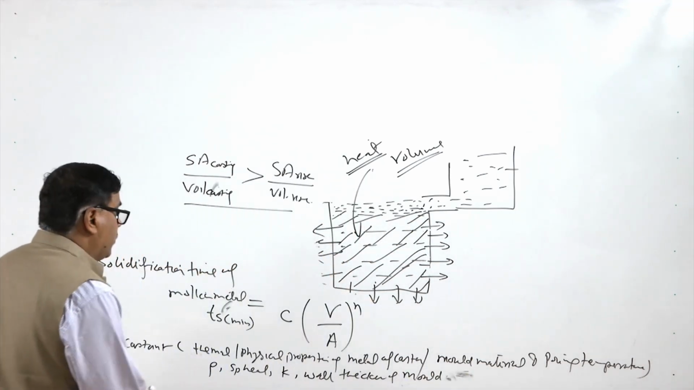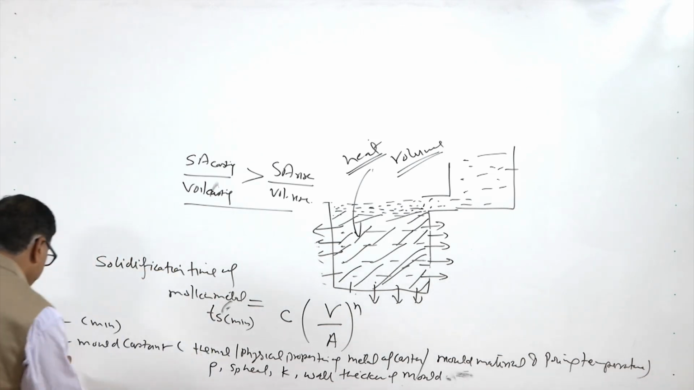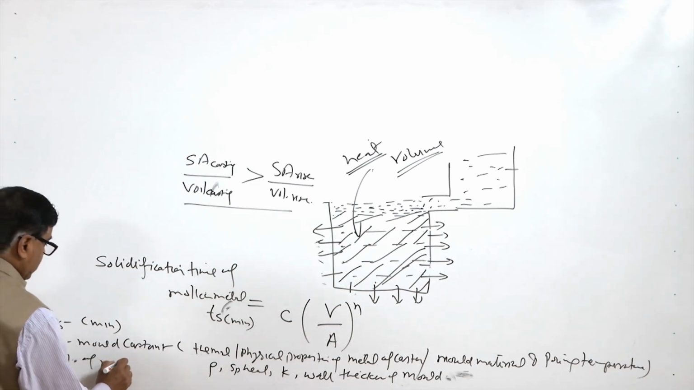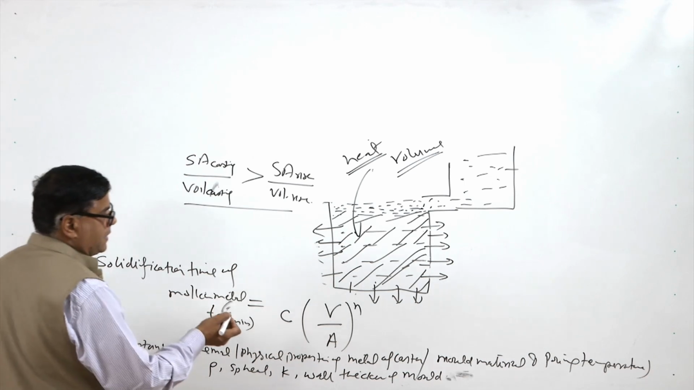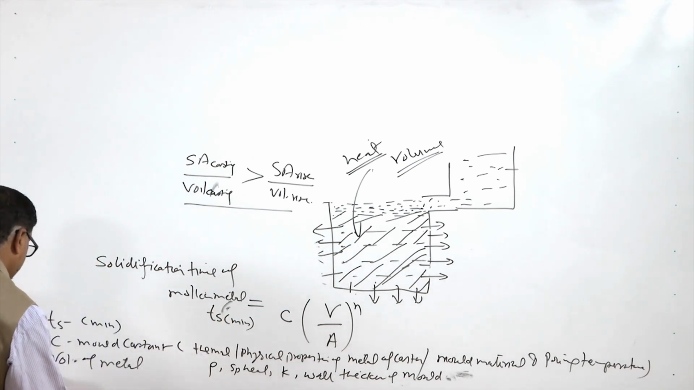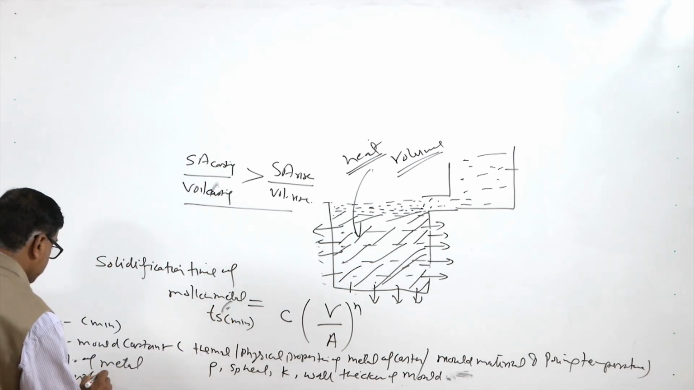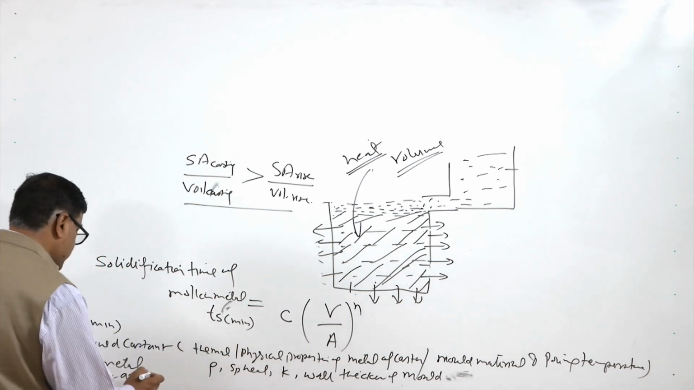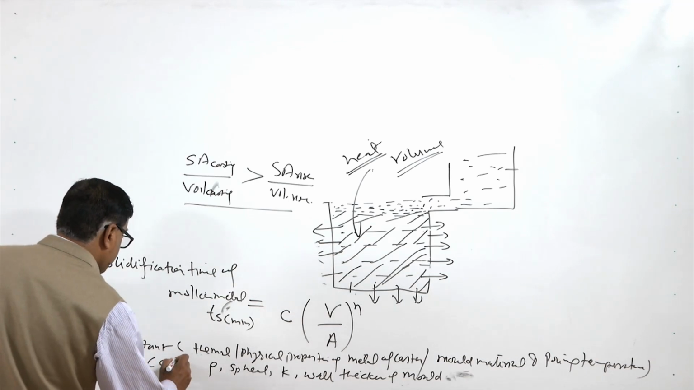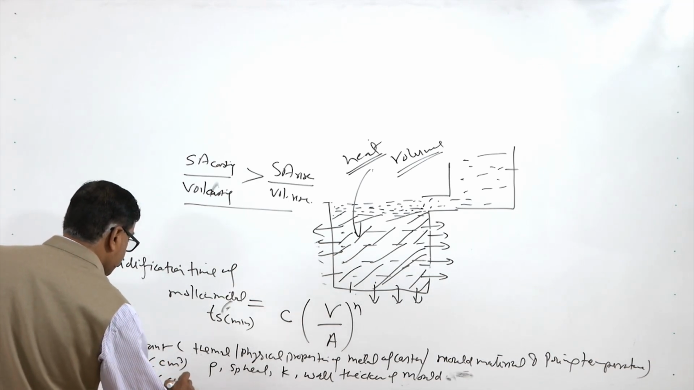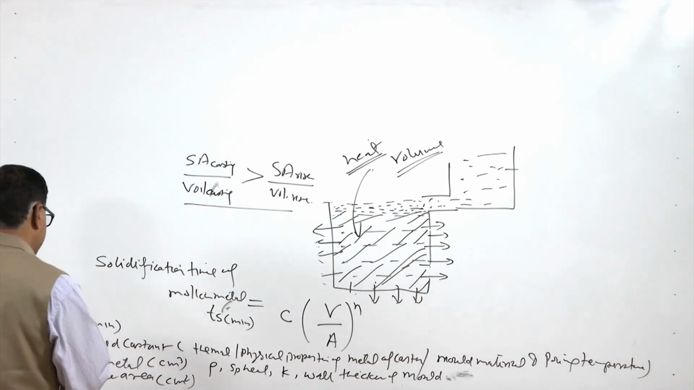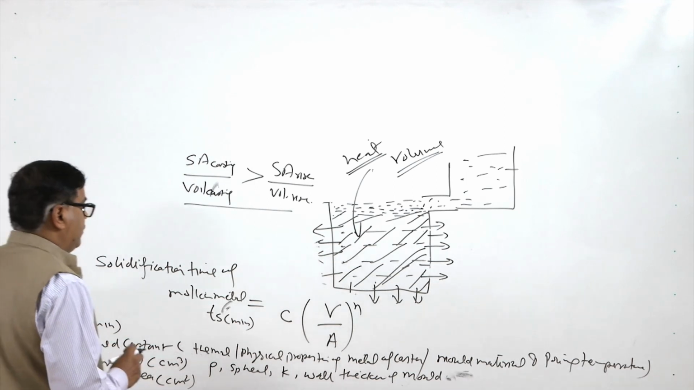This is what we can say. V is the volume of the metal, whether it is the casting or the riser, and A is the surface area of the casting or of the riser. So, V is the volume in centimeter cube and A is the area in centimeter square. C is the mold constant and Ts is the time for the solidification.